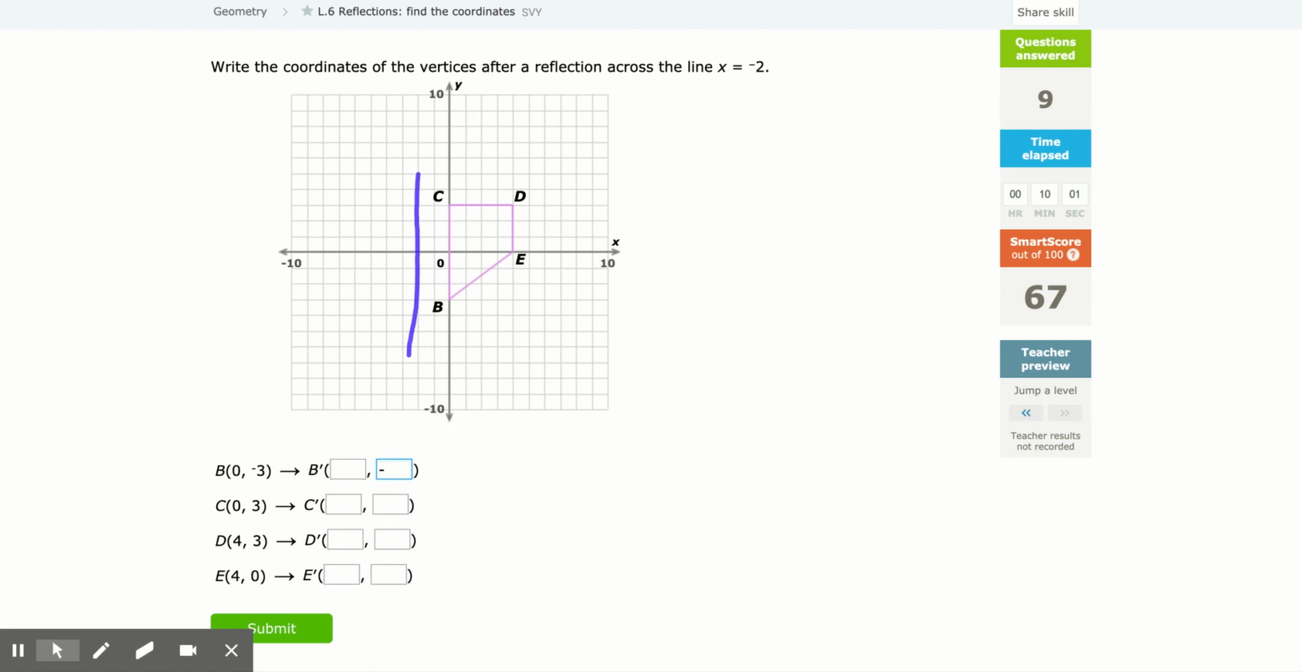Wait, across the line x equals -2. It's a vertical line. The y's are not going to change, because we're going to reflect across this line. Yep, the y's don't change. It's the x's that change. 3, 3, 0. And since I'm 2, 4, 6 to the right, I need to be 6 to the left. 2, 4, 6 to the left. That puts me at a -8 for D. And if you have any questions, let me know.